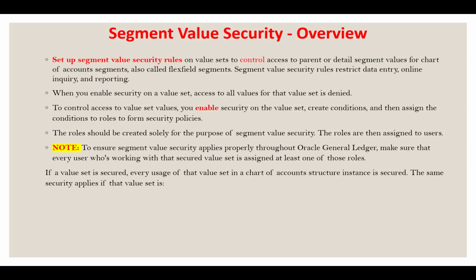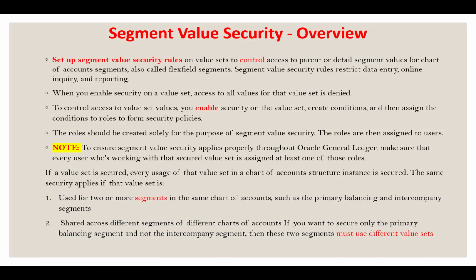If the value set is secured, every usage of that value set in a chart of accounts structure instance is secured. The same security applies if that value set is used for two or more segments. For example, the primary balancing segment and the intercompany segment can use the same value set. So if you enable security on the value set of the primary balancing segment, it will apply the same to intercompany, because the same value set is shared across different segments of different charts of accounts.